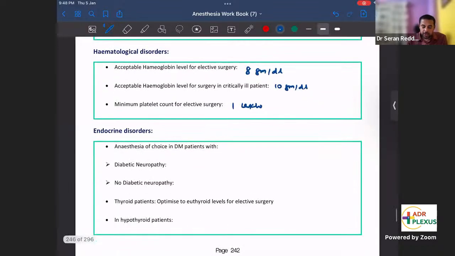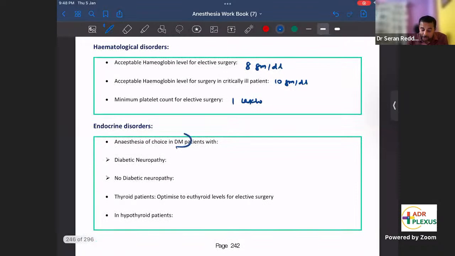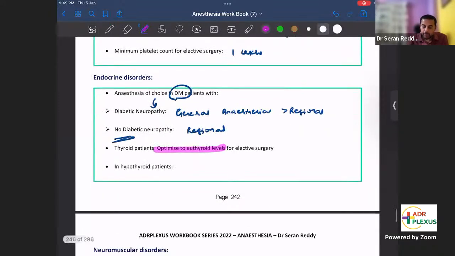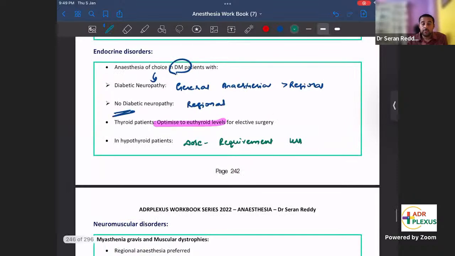Then endocrine disorders. Anesthesia of choice in diabetes mellitus patients with diabetic neuropathy, you prefer GA, general anesthesia, over regional. If there's no diabetic neuropathy, then regional is preferred. Then thyroid patients, you usually optimize the patients to euthyroid levels for elective surgery. And in hypothyroid patients, usually dose requirement will be less.